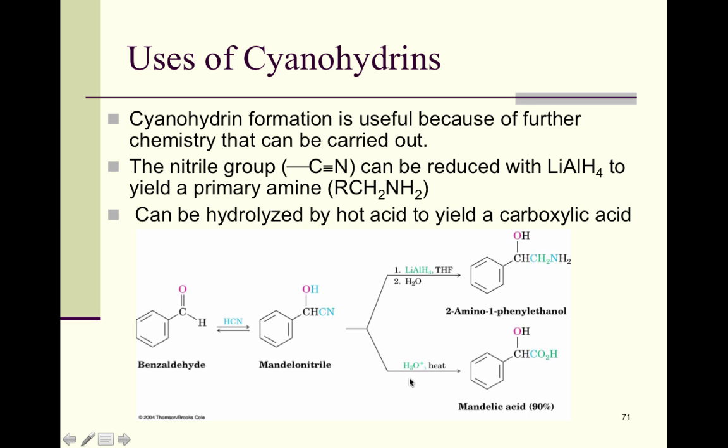Another thing we can do is add an acid and heat it up, and we can convert it to a carboxylic acid with the OH group. So this could be hydrolyzed to yield a carboxylic acid. So these are two reactions, two uses of cyanohydrins.